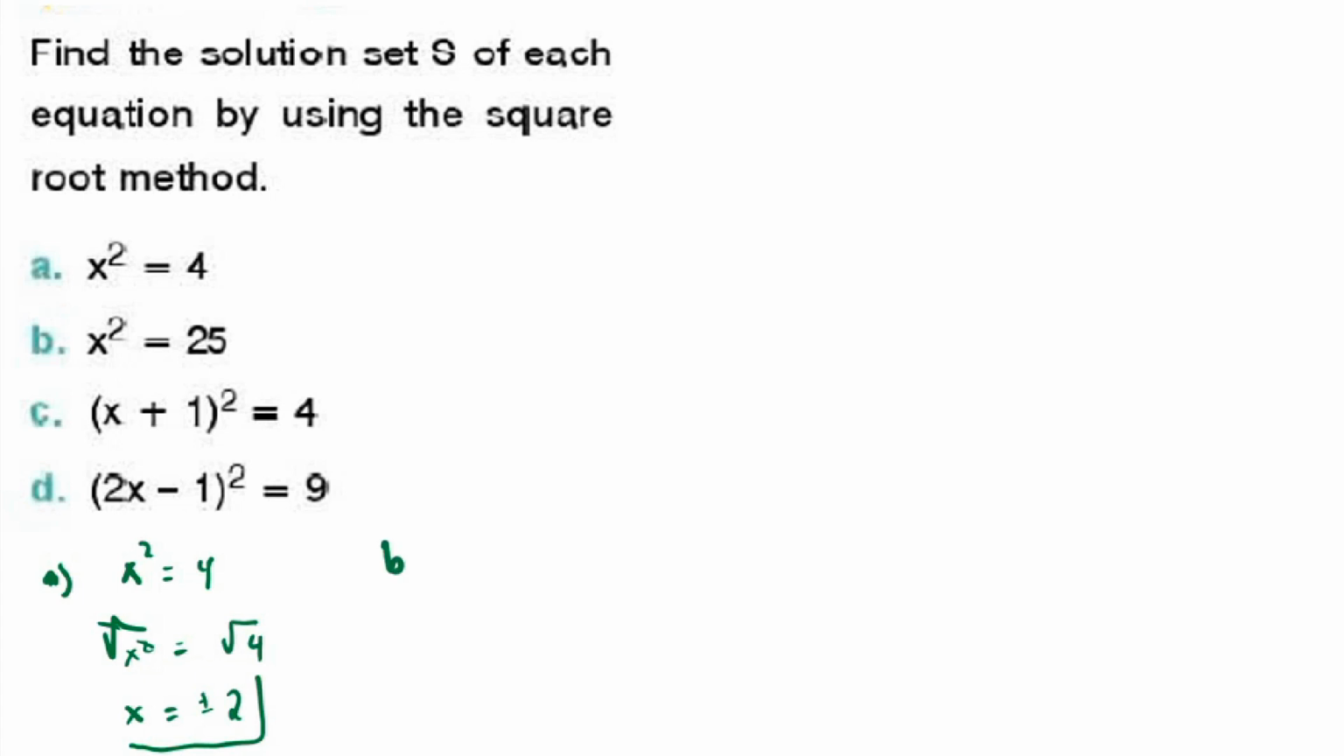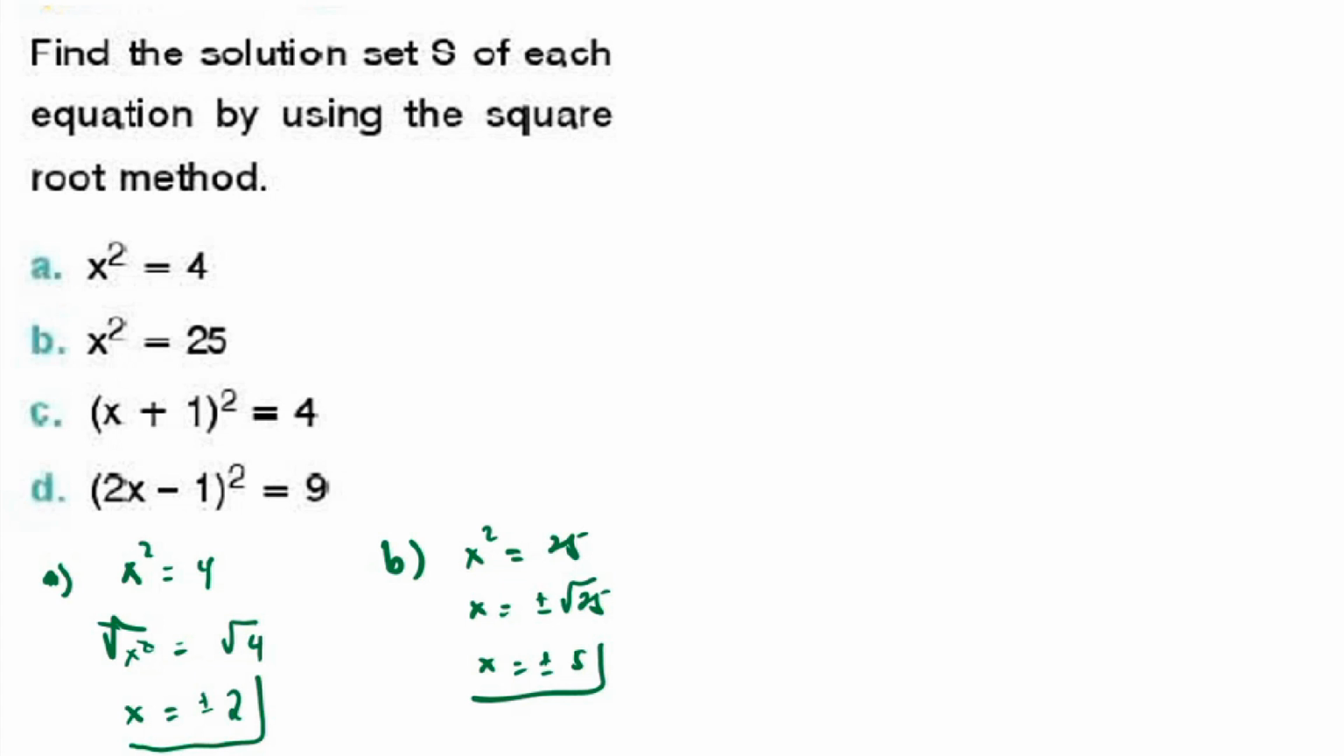Now for letter B, they're almost the same. So we have x squared equals 25. So take the square root of that. Then x now is equal to plus and minus the square root of 25. So x equals plus and minus 5, since the square root of 25 is 5.